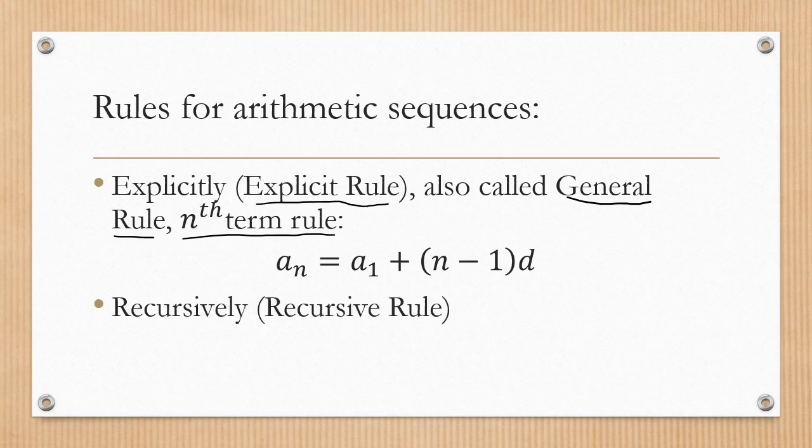The other rule that belongs to the arithmetic sequence is called the recursive rule. The recursive rule is a sub n equals a sub n minus 1 plus d. If you look at this rule, the nth term, which is the one that you need to identify, is equal to the previous term plus the common difference. So let's put these rules into practice.